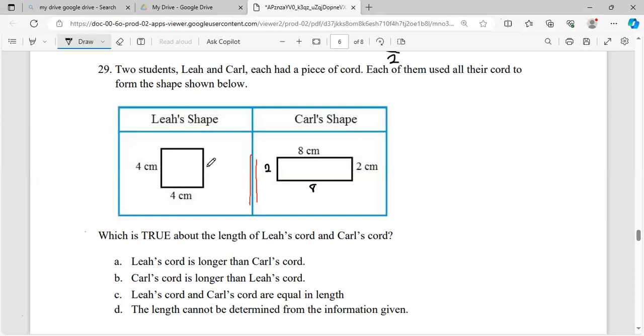I thought you guys said you did it at school. This one is a square, that means all sides are equal. What would be the perimeter for this one? 16. And the other one is 20 centimeters. The answer is B. So B would be the correct one.